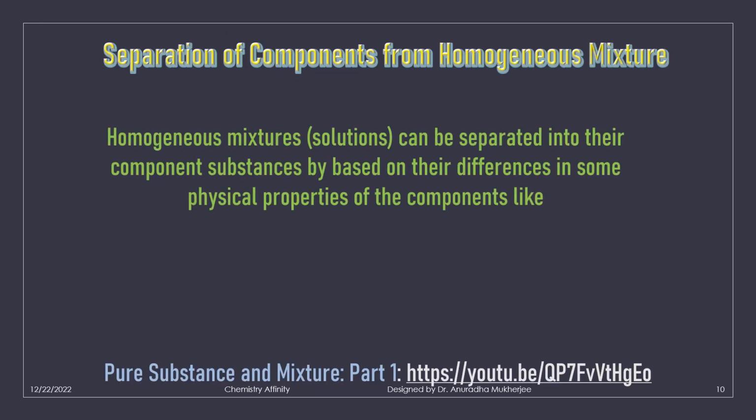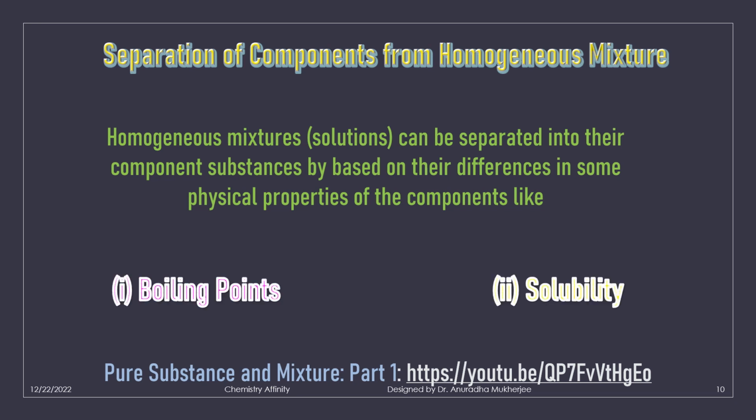Since we cannot find the components present in the homogeneous mixture, how do we separate them from the homogeneous mixture? Homogeneous mixture can be separated into its component substances based on two different physical properties of the components. One is the boiling point and the second is the solubility.